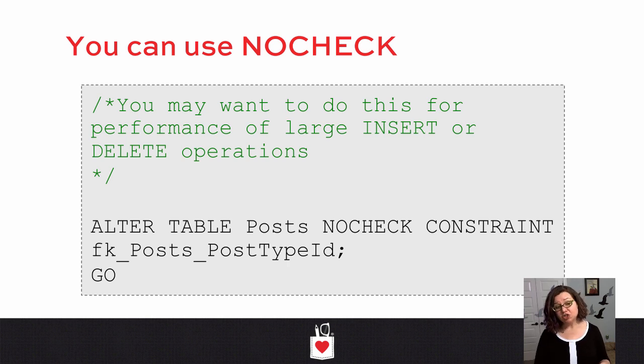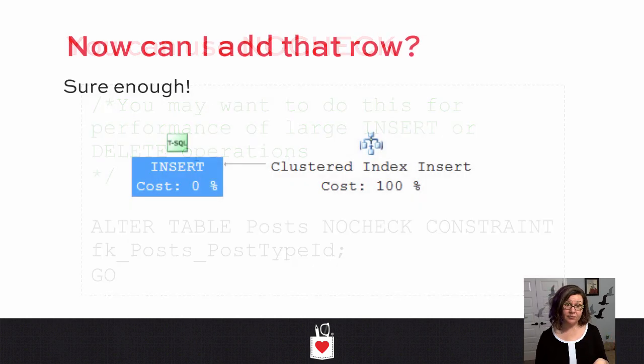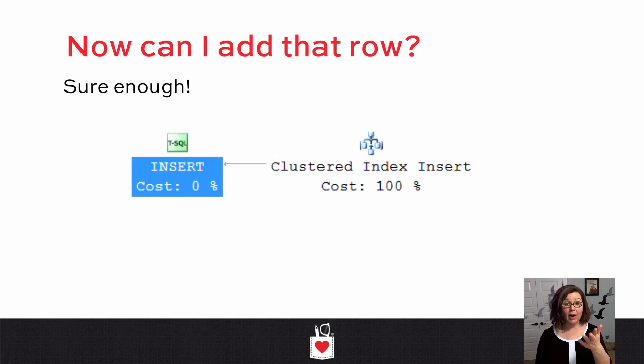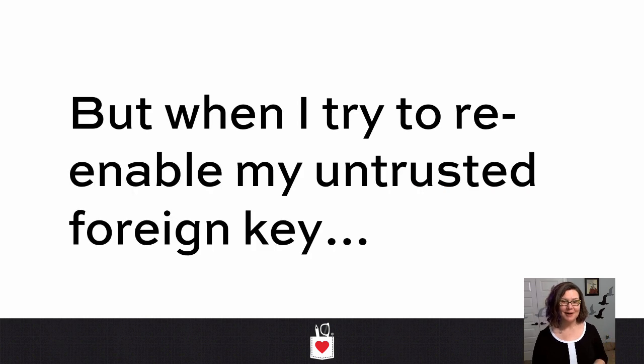You can use NOCHECK. See this syntax: alter the table, NOCHECK the constraint. And this is saying, okay, the constraint definition's still there, but don't check it. And now that I've done that, I can add that row. I run my insert again that inserts the post type ID 100, which before gave me an error. And now it succeeds. And see how it does the clustered index insert? It is not going off and checking that parent table at all. Now, of course, this could make me end up with invalid data if I don't also add that post type ID to the parent table, right?